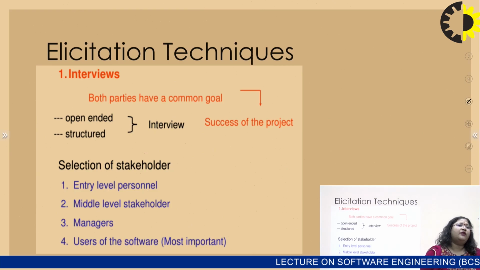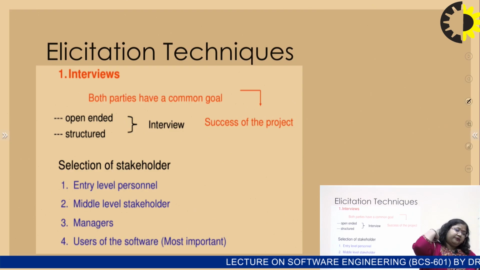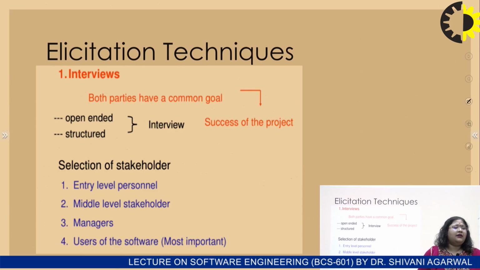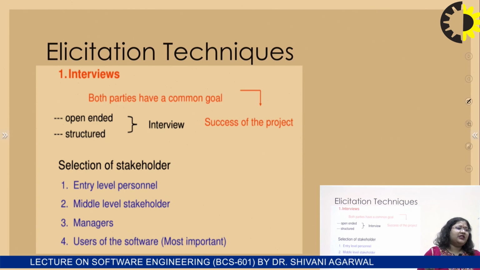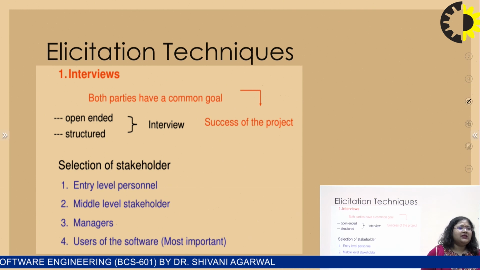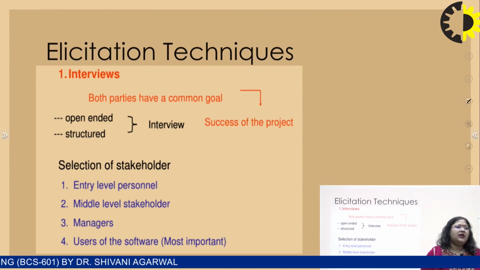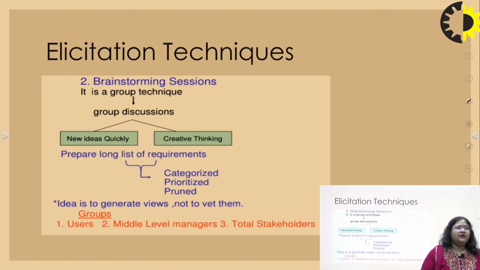And the selection of stakeholders. Here we have the entry level person, at the very basic level. Middle level means we have some experience as a developer or stakeholder. These are the middle level stakeholders. And the managers are the experienced persons. And the users are important for collecting, or gathering, the requirements. So this is the interview technique.